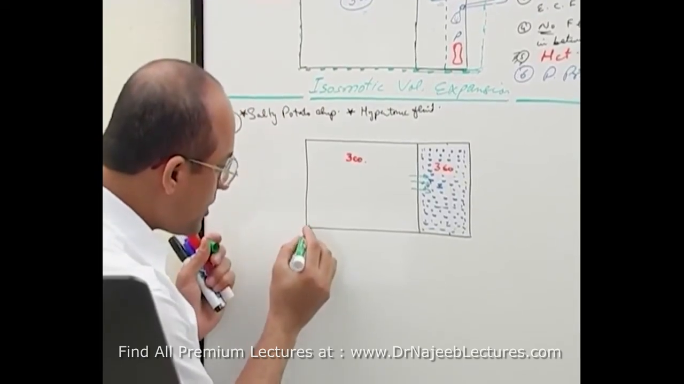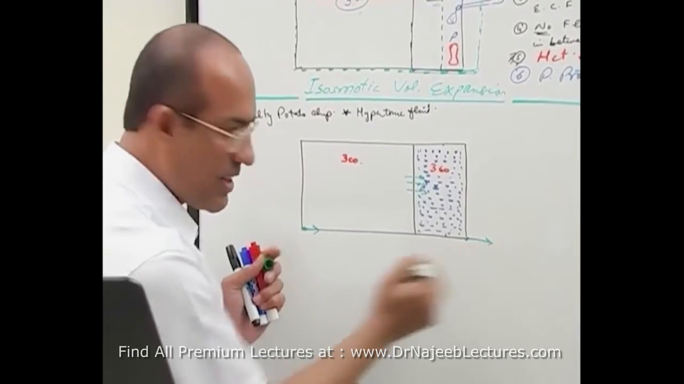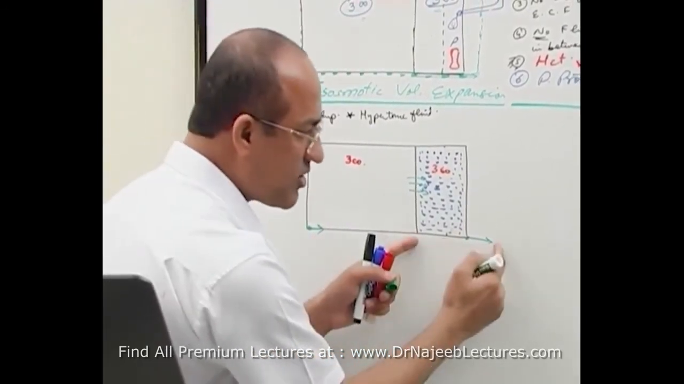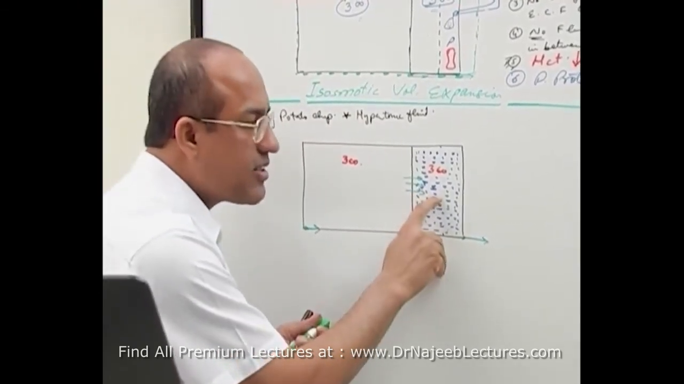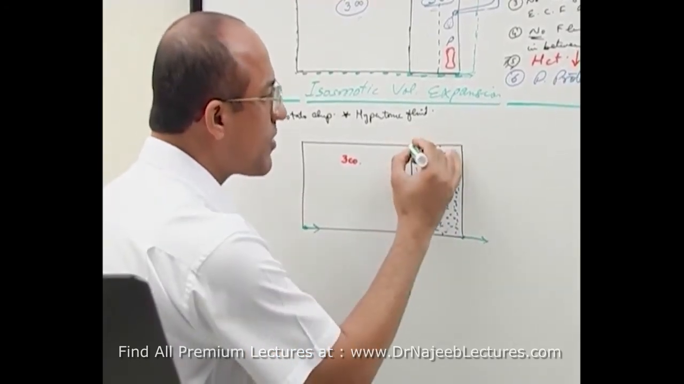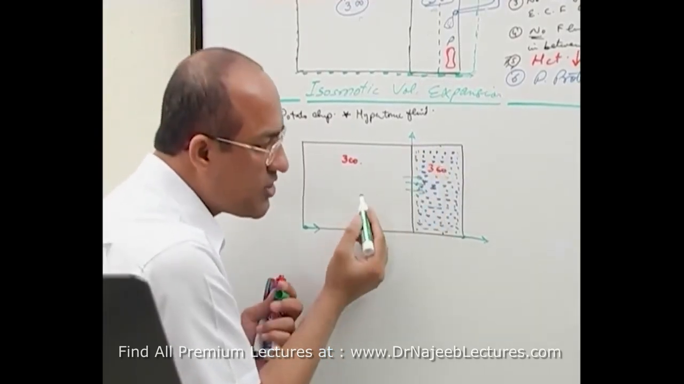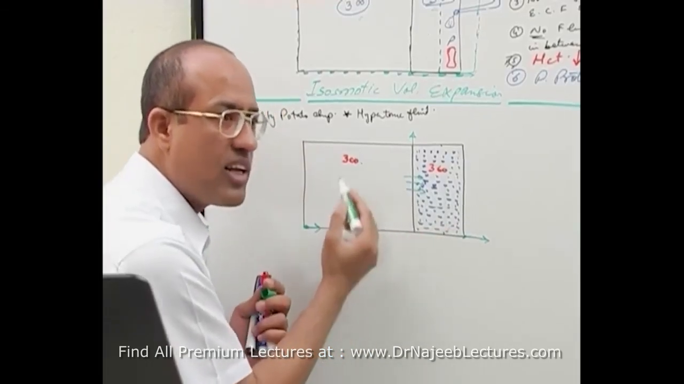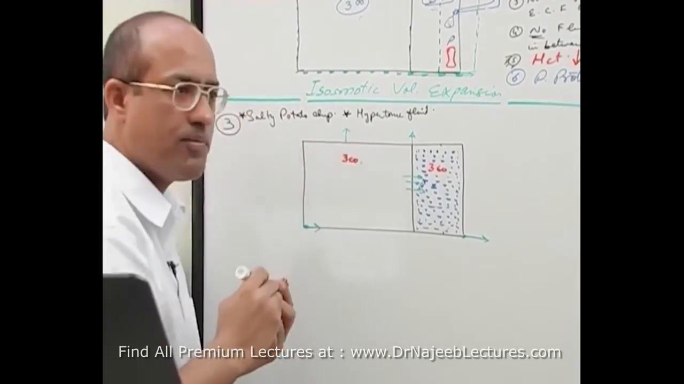So this will move to this side and this will move to that side. It is reducing its size and this is increasing its volume. Plus, it is having high osmolarity. So osmolarity has gone up because extracellular fluid has high osmolarity. When fluid is shifting from intracellular side to extracellular side, fluid intracellularly also gets concentrated. So intracellular osmolarity also goes up.